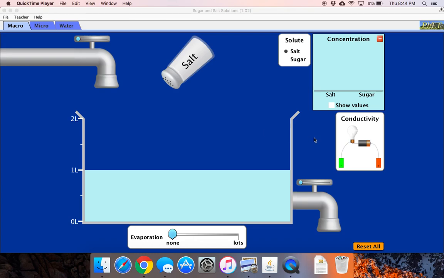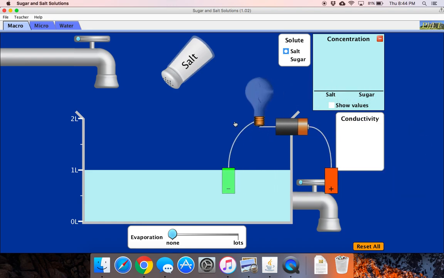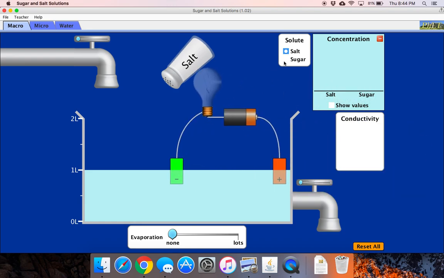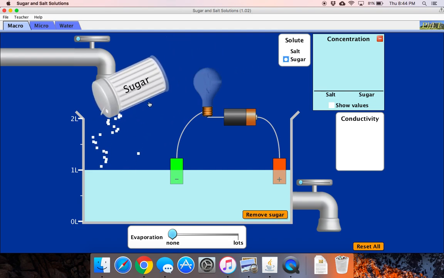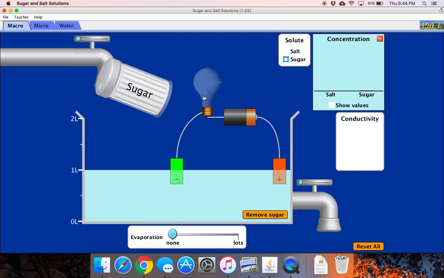What we're going to do is go through the sugar and salt solutions PhET activity. In this first screen, we can switch between sugar and salt. Some of the features we can use are conductivity. So I'm going to drag this conductivity meter in here and switch to sugar, and start adding some sugar to it. What we notice is that there's no conductivity with a sugar solution.